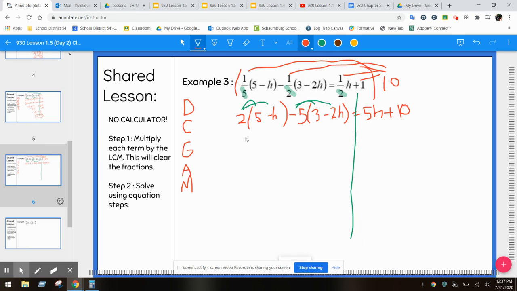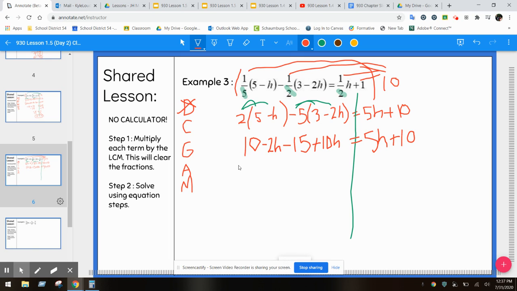All right, 2 times 5 is 10. 2 times -h is -2h. -5 times 3 is -15. -5 times -2 is +10h. Is all equal to 5h plus 10. All right. Finally done with the distribution step.